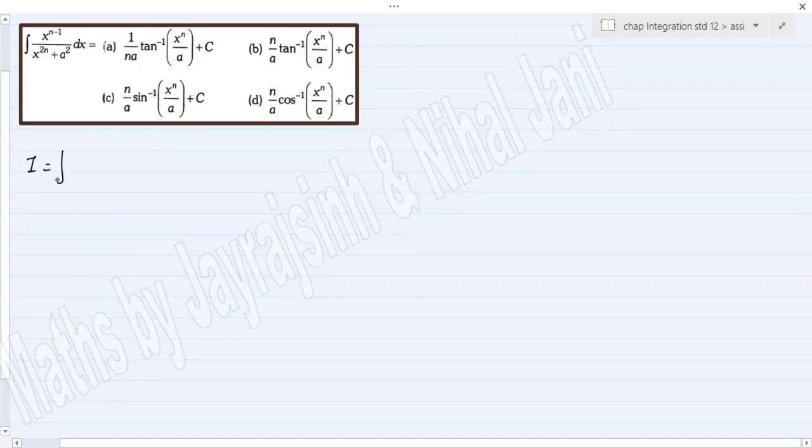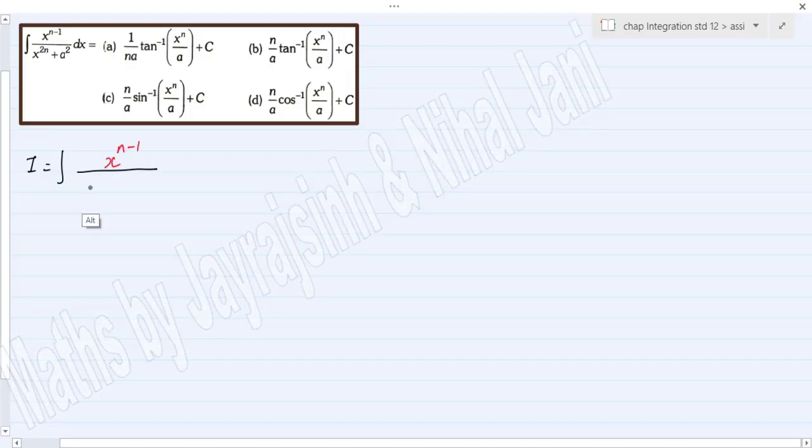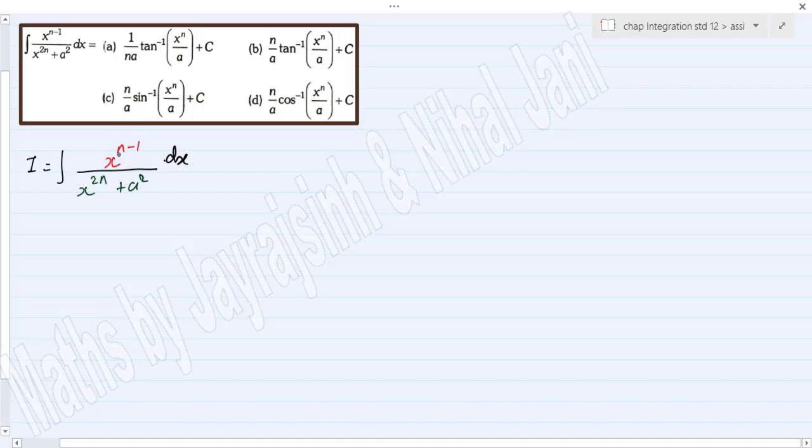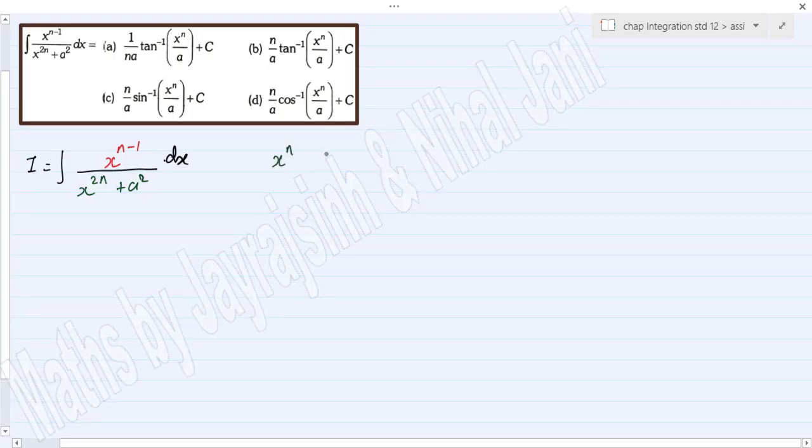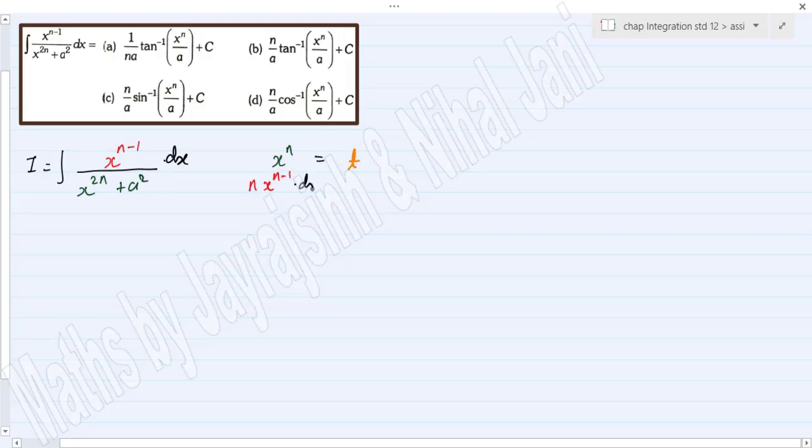Here we have to integrate x raised to n minus 1 upon x raised to 2n plus a square. In numerator, we have x raised to n minus 1, which is differentiation of x raised to n. So let's take x raised to n is equal to t. So we will get n x raised to n minus 1 dot dx is equal to dt. We have x raised to n minus 1 dot dx. So let's take this n on the right side. We will get 1 upon n dot dt.